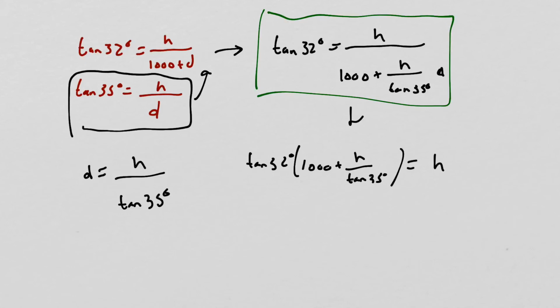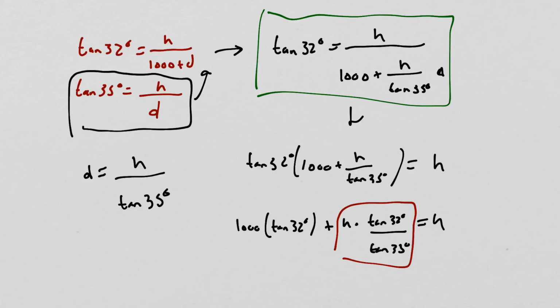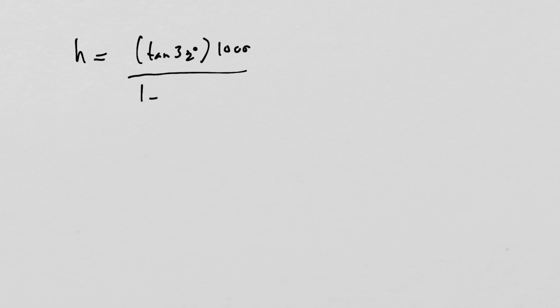Then distributing out the tan of 32 degrees, we'll get 1,000 times tan of 32 degrees plus H times tan of 32 degrees divided by tan of 35 degrees is equal to H. Subtracting this term from both sides and then pulling out the H, we'll get 1,000 times tan of 32 degrees is equal to 1 minus tan of 32 degrees divided by tan of 35 degrees, all this multiplied by H. Then what we'll see is that H is equal to tan of 32 degrees times 1,000 divided by 1 minus tan of 32 degrees divided by tan of 35 degrees.